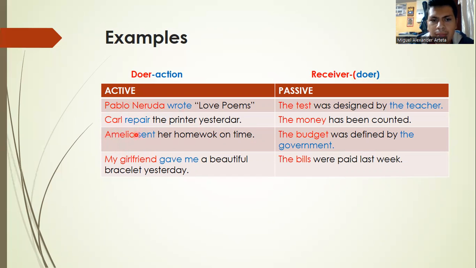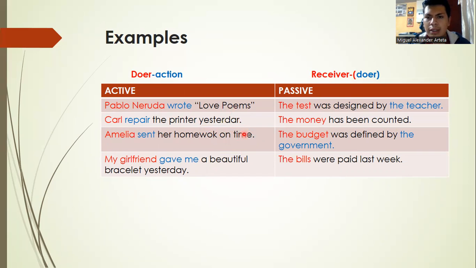Amelia is the doer, sent is the action, her homework on time. And finally, we have the doer, my girlfriend, the action gave me, and the complement, a beautiful bracelet yesterday. So in this case, we highlight who is the doer. In active voice, who is the principal actor? Who is the doer of the action.